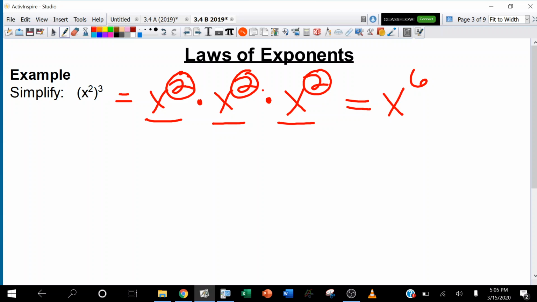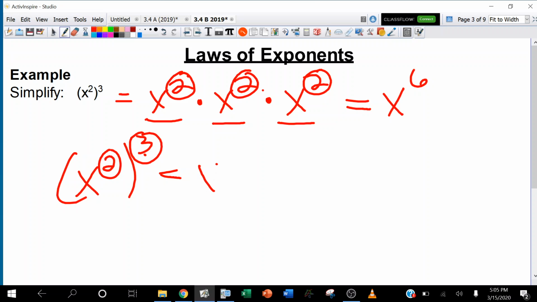Now there is a shortcut involved here. Anytime you have double exponents, where you have parentheses and an exponent both inside and outside the parentheses, the shortcut is to simply take the exponents and multiply them together. So 2 times 3 is 6. So we would say the answer to this would be x to the 6th power. You can see the shortcut gets you the same answer as if you had worked it out.